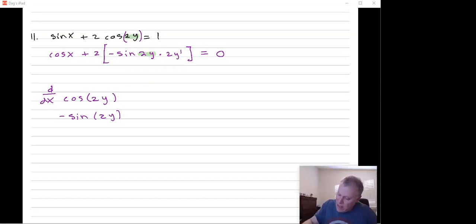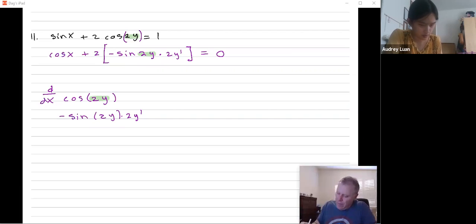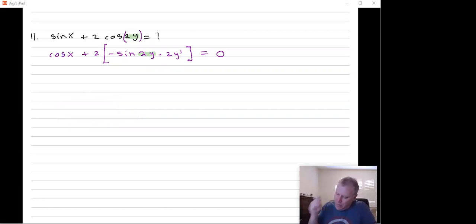Now, the next thing we have to do, by the chain rule, is take the derivative of the inner function. So I have to take the derivative of 2y. Because that's in terms of y, I have to do that implicitly. So that's going to be 2 times the derivative of y, which is y prime. So that's how I got this piece right here. Is that a little bit better, maybe? Yes. Okay, let me continue then.